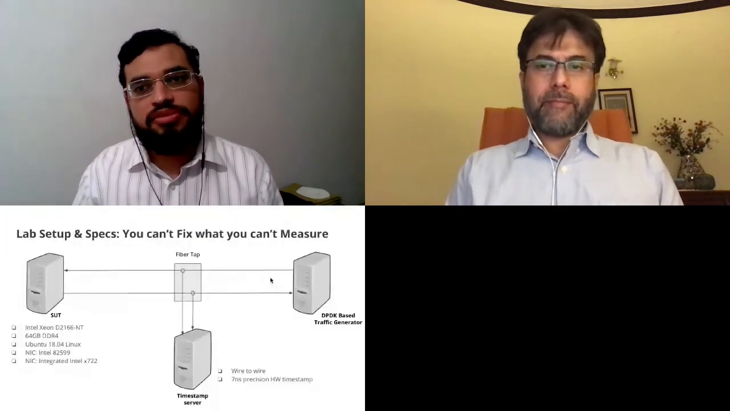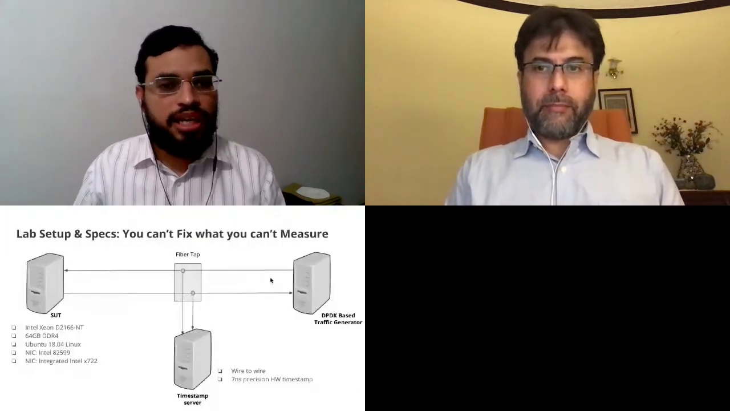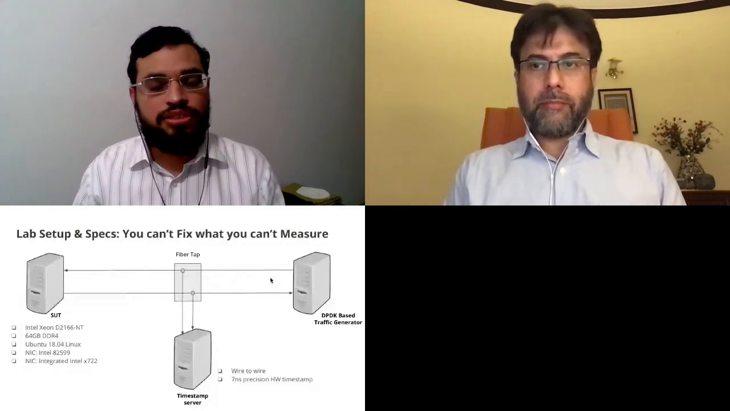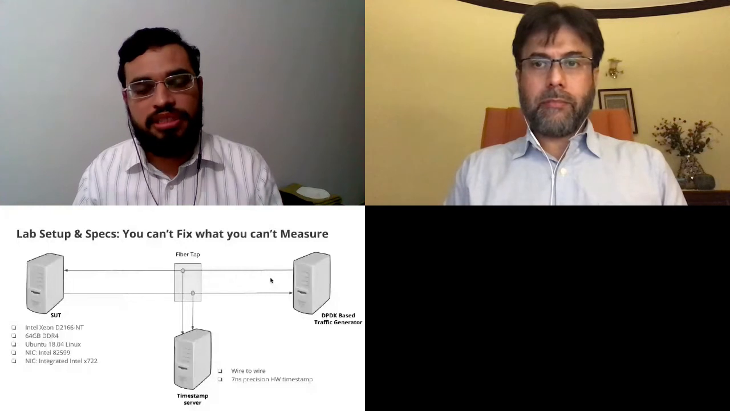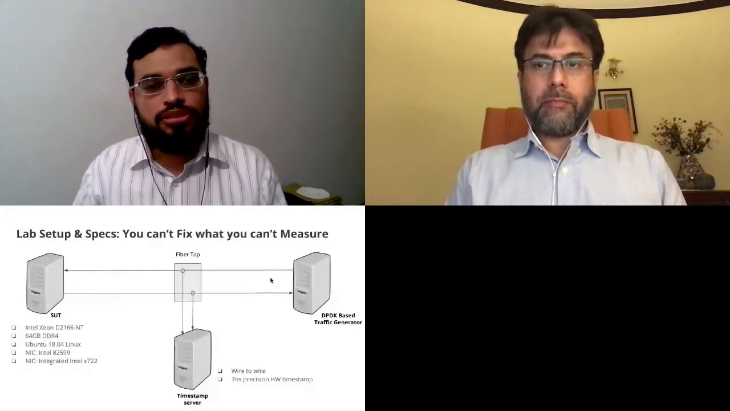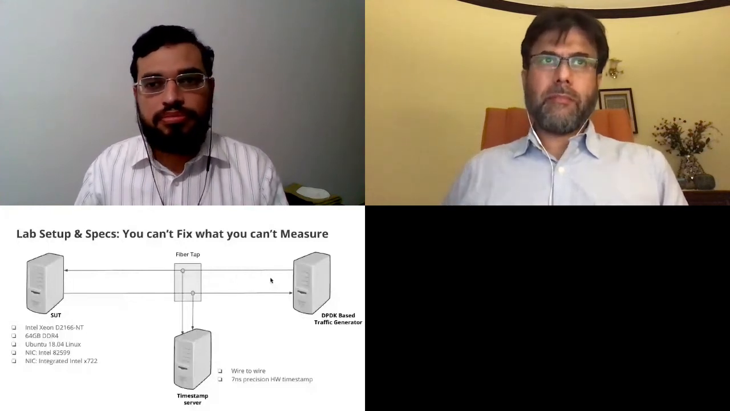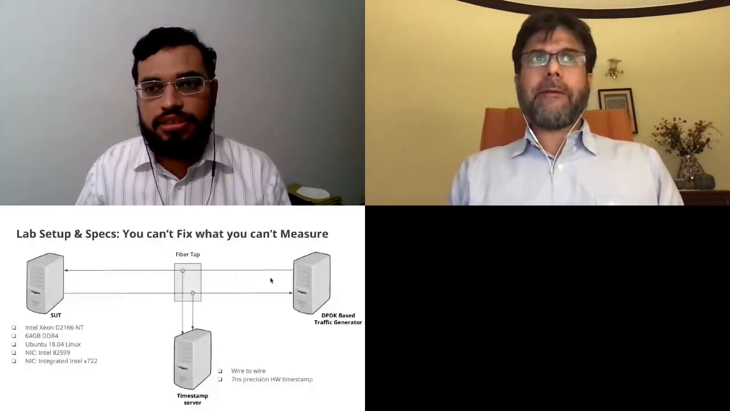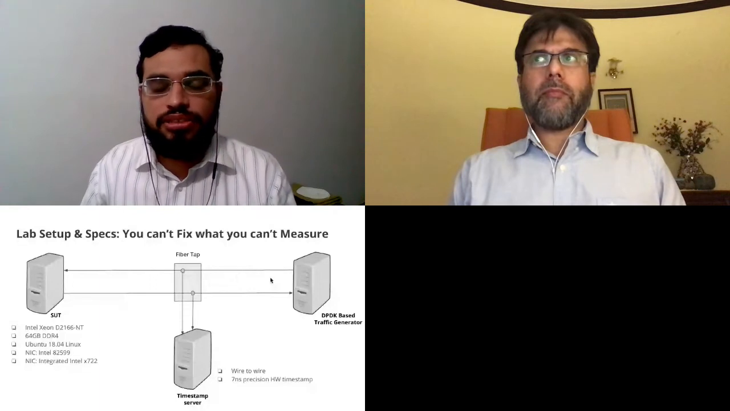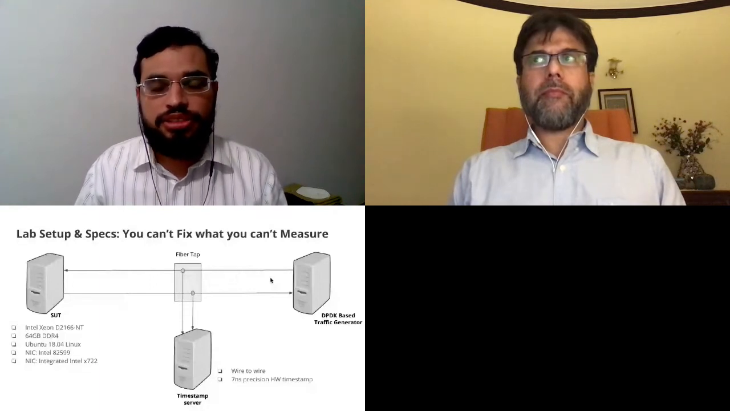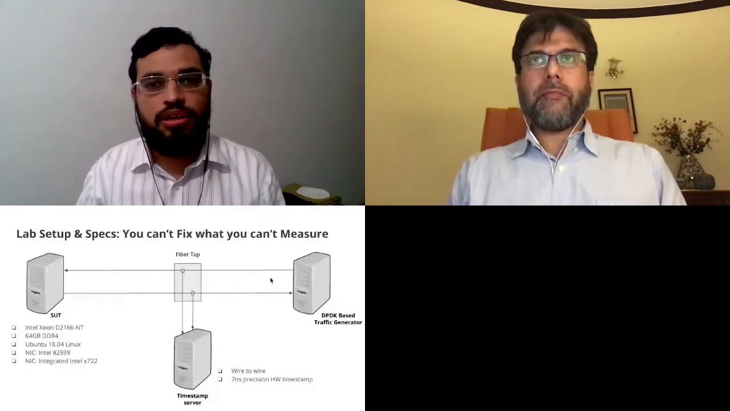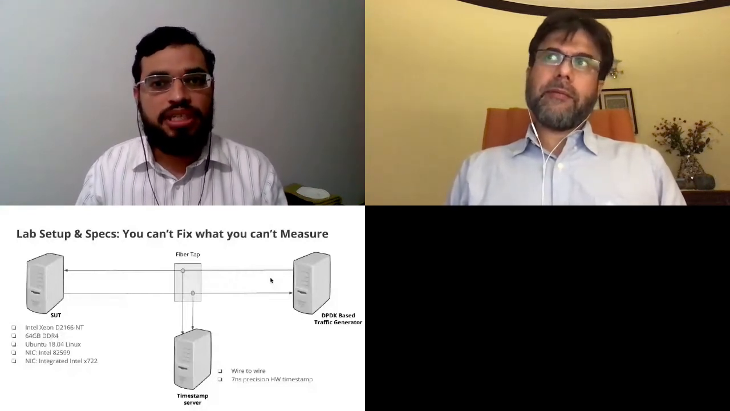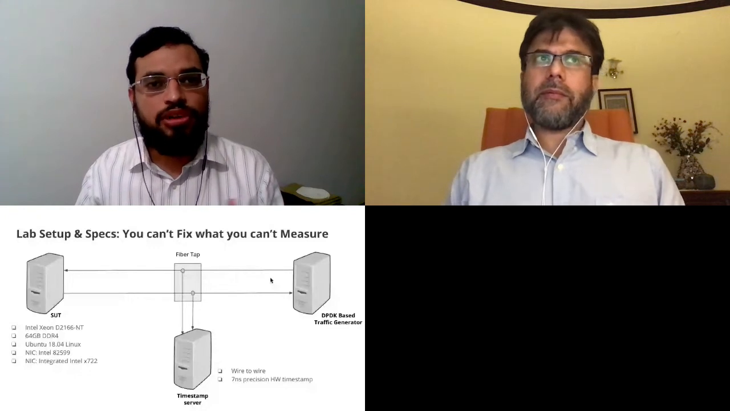You can't fix what you can't measure. We do not have access to an expensive traffic generator like Ixia, so we built our own setup. Let me walk you through our latency setup, which we are very proud of. On the right side, you can see a traffic generator. This is a DPDK based traffic generator. We are using a slightly modified version of pktgen. We put a unique sequence number in each packet and forward it to our SUT.